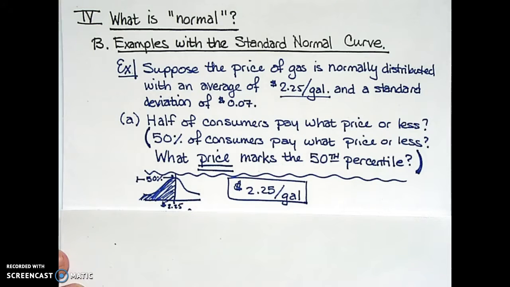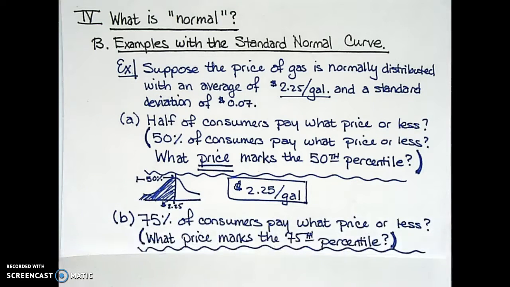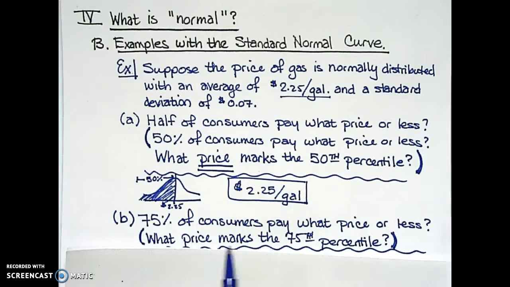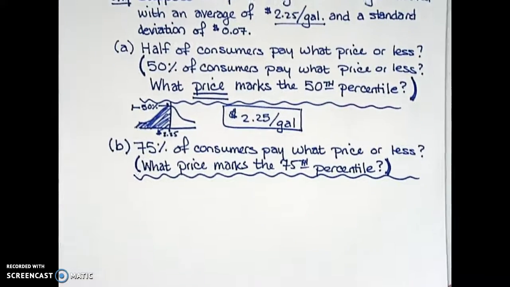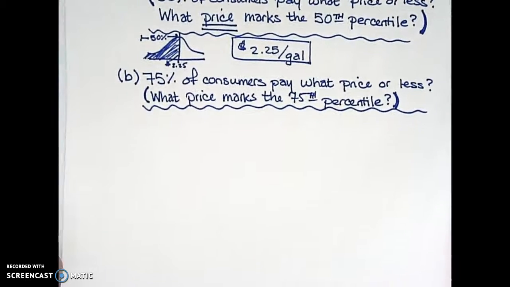Answering the next part to this question, however, is not so obvious. Consider part B. 75% of consumers pay what price or less? Alternatively, that's the same as asking what price marks the 75th percentile. To answer this part of the question, we will use the normal curve, but we will work backwards.